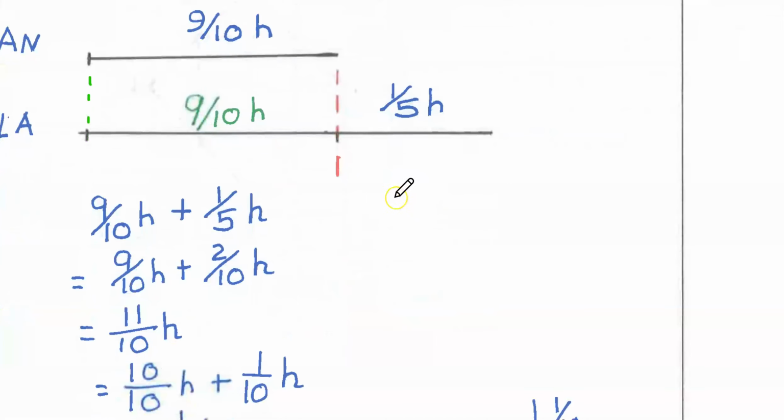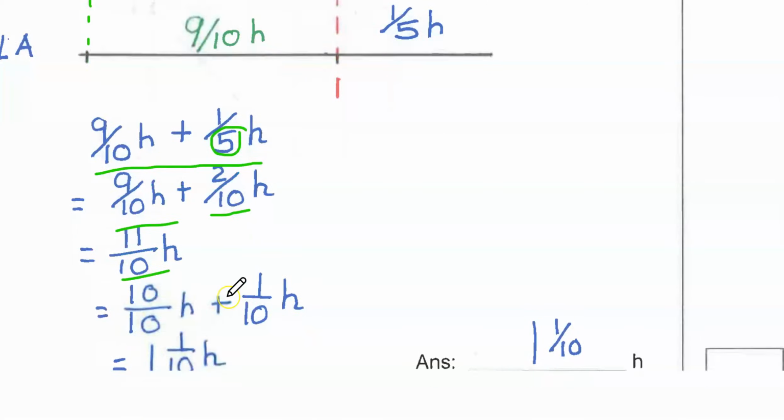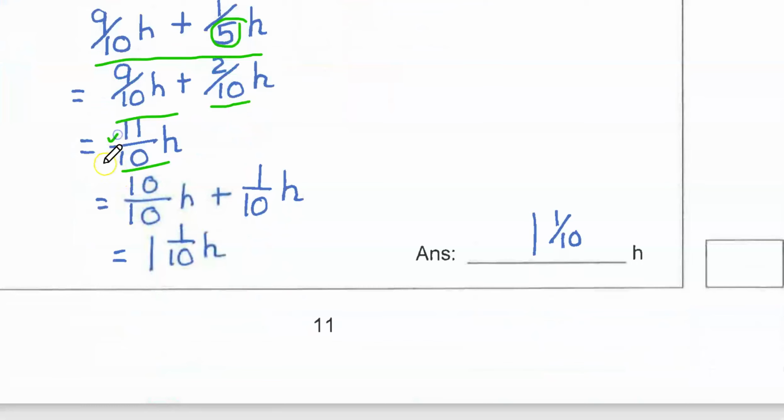Look over here, that's how you do. Take 9/10, add up here, 1/5 of an hour. So 9/10, add up here. Change 5 into 10, 1/5 into 10, you get 2/10. Add them together is 11/10. 11/10, 11 is more than 10. Okay, so get 1 of the 10 out, it becomes 1 hour. And the other 10th of an hour, 1/10th of an hour remain. Answer, 1 hour, 1/10th.